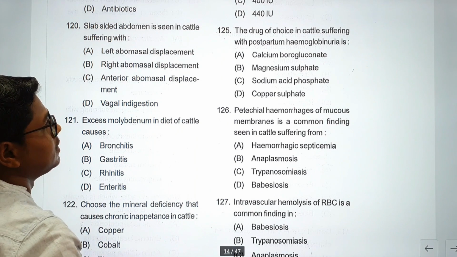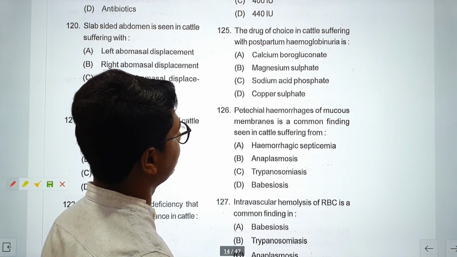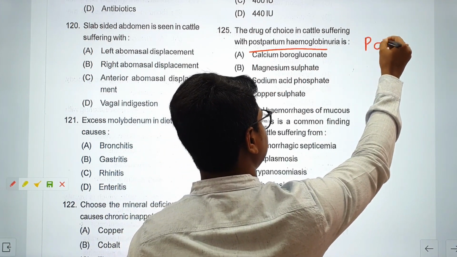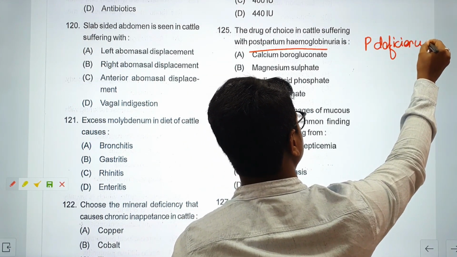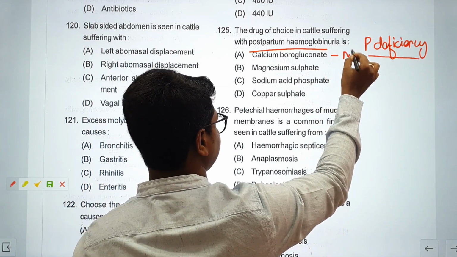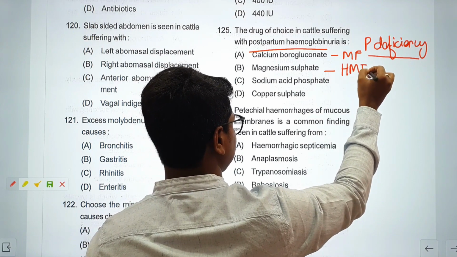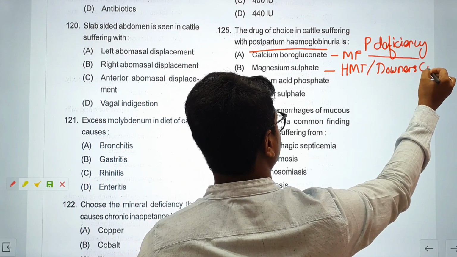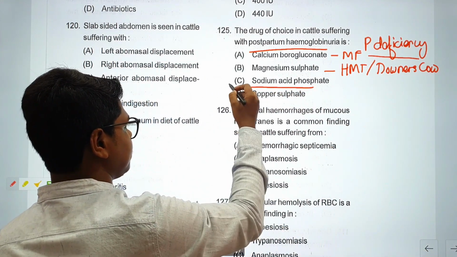125. The drug of choice in cattle suffering with postpartum hemoglobinuria. Postpartum hemoglobinuria is due to phosphorus deficiency. Okay, so you have to supply phosphorus. Calcium borogluconate is given in the case of milk fever, magnesium sulfate in hypomagnesemic tetany. Also, it is given in downer cow. In downer cow, potassium supplements should also be there. And this is the answer, sodium acid phosphate.